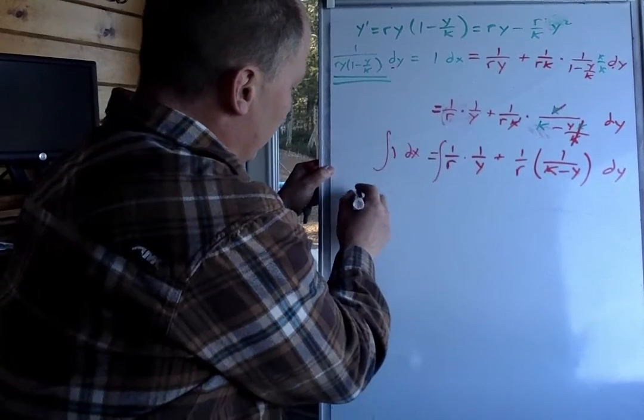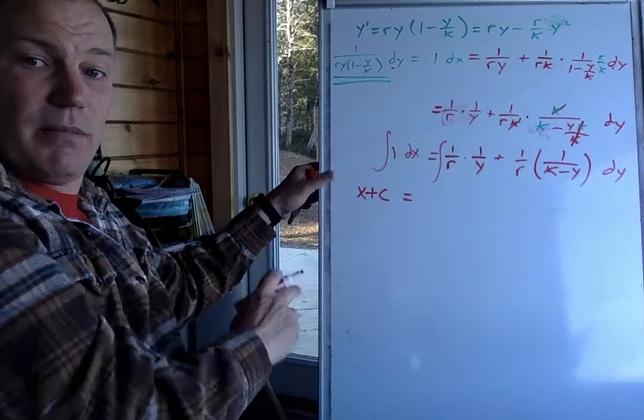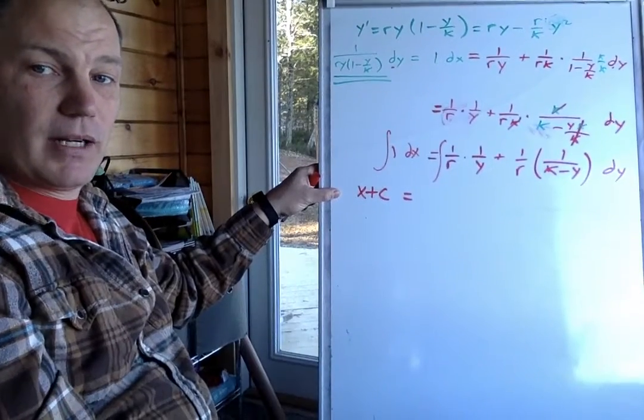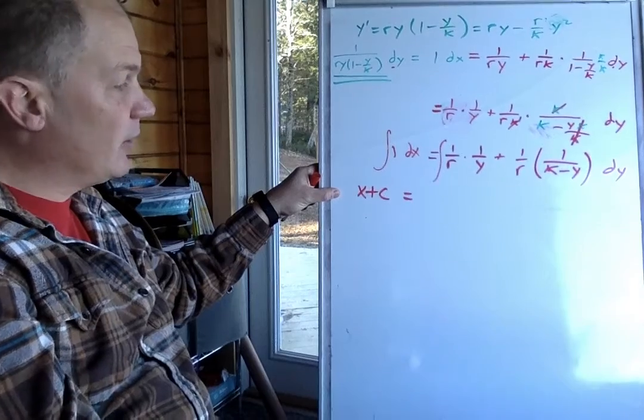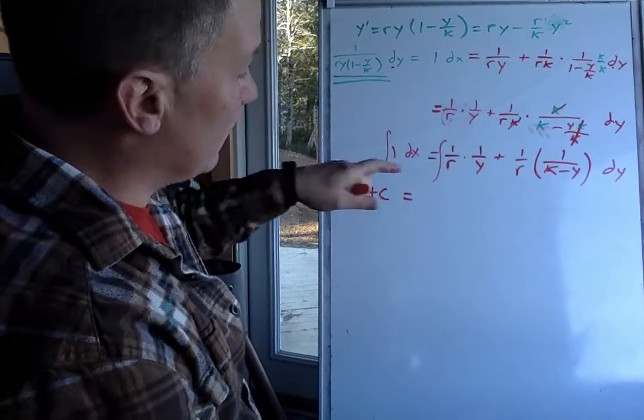The integral of the left side is x plus c. I'm putting my c over there because that's just an easier side. The right side looks more complicated right now, so I'm just going to leave the c on the left side to ease up pressure over here.